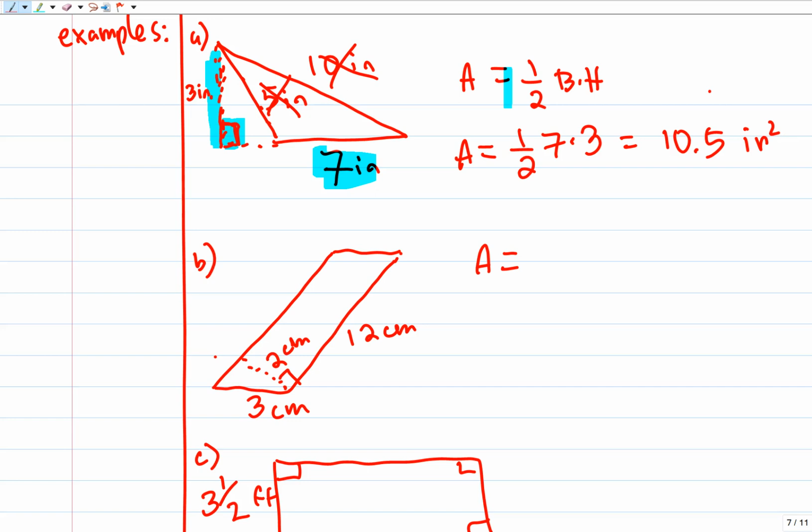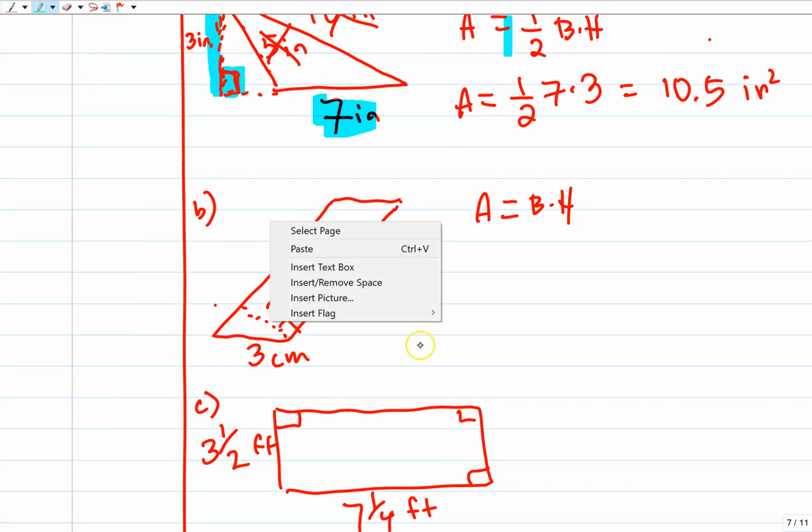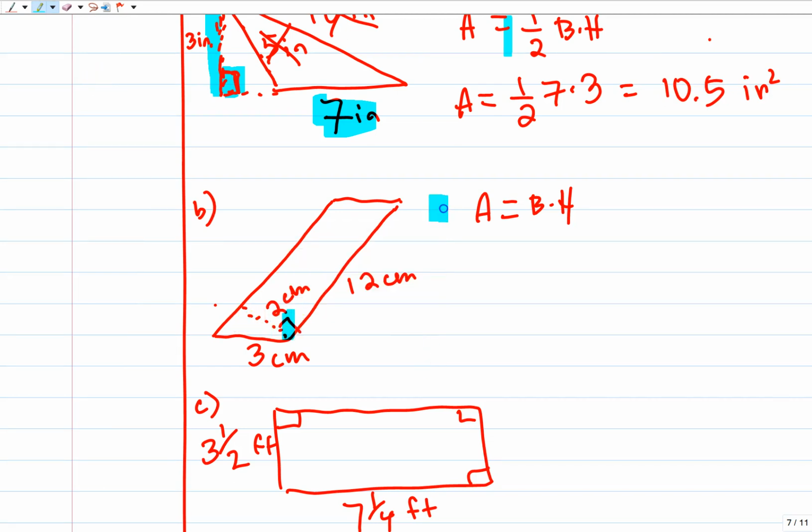Okay? This one is a parallelogram. So the area is not 1/2, just base times height. Well, what's the base? Easier to find the height. Find the 90-degree angle. And from there, we have our height. They've slanted it and tried to mess with this, but basically think about this kind of falling over.